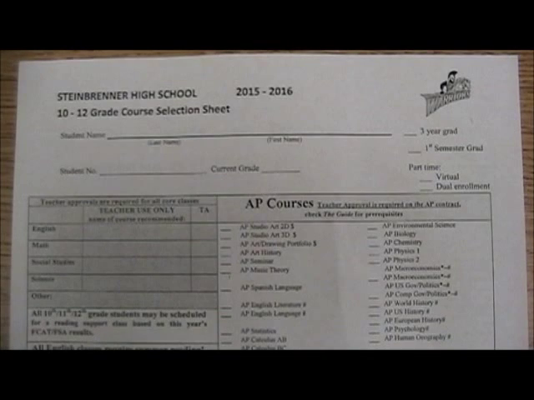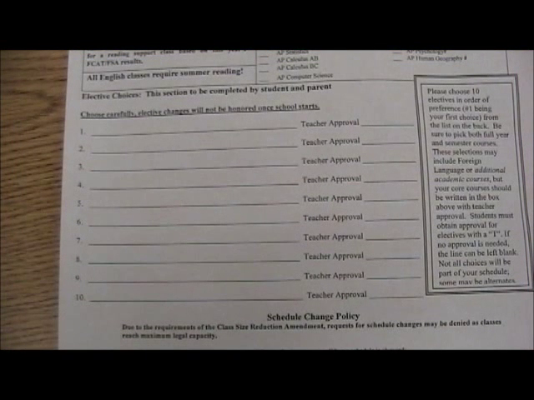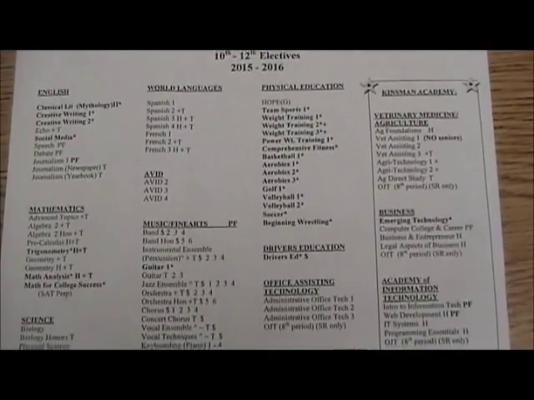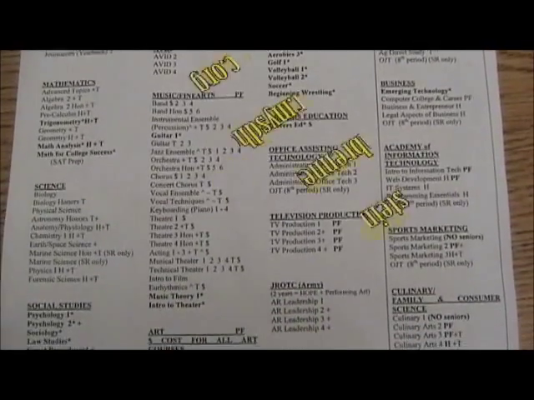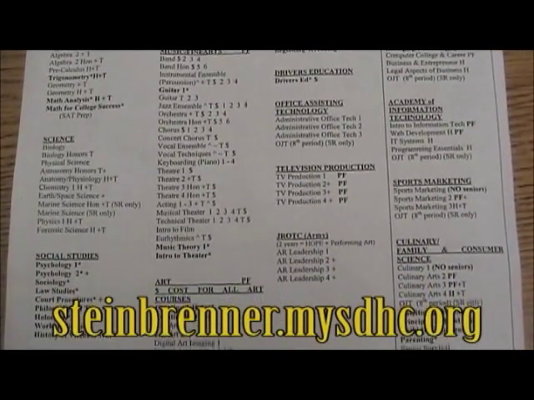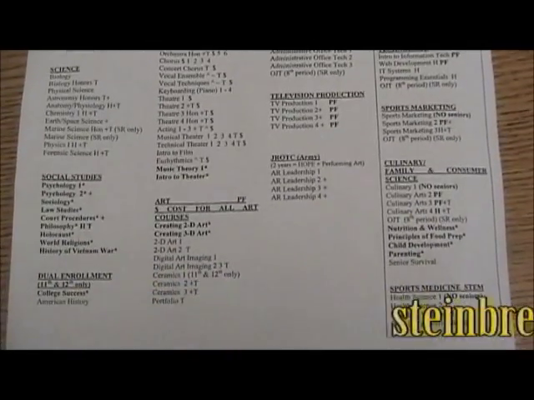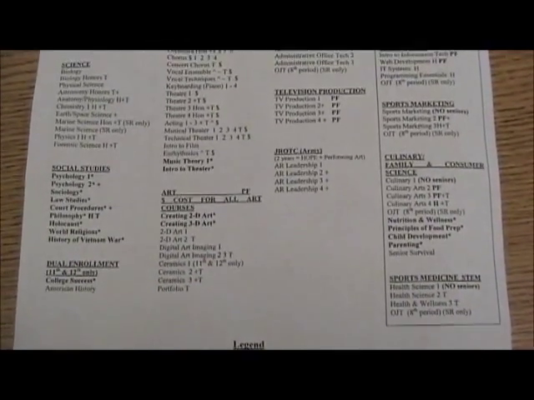If you wish to take an AP course that will replace one of your core courses, like taking English Language instead of English 3, please ask your teacher to write the AP course as their recommendation and initial in the box for teacher use. If you are taking an AP course as an elective, like AP Psychology, please list it with your elective choices. If you aren't sure what all of these classes are about, be sure to check out the curriculum guide on Steinbrenner's website, steinbrenner.mysdhc.org. There are descriptions for every class available.